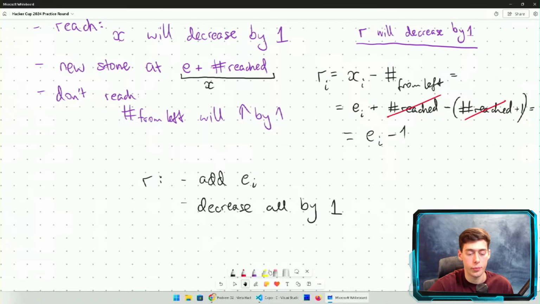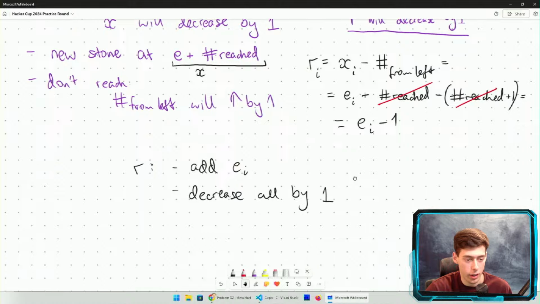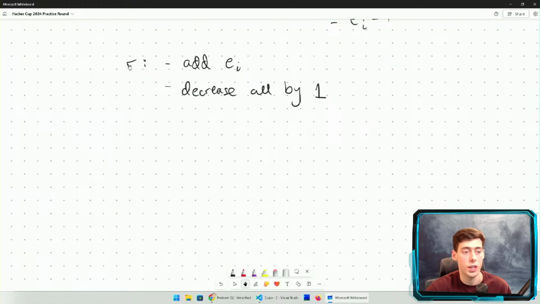And so what ends up being quite nice is that these R values are very easy to keep track of. And actually, they can be used to determine the positions of all the stones, right? So let's take a look at an example where I show you what's going on with these R values and why they're actually helpful. So let's just take a look at an actual example.